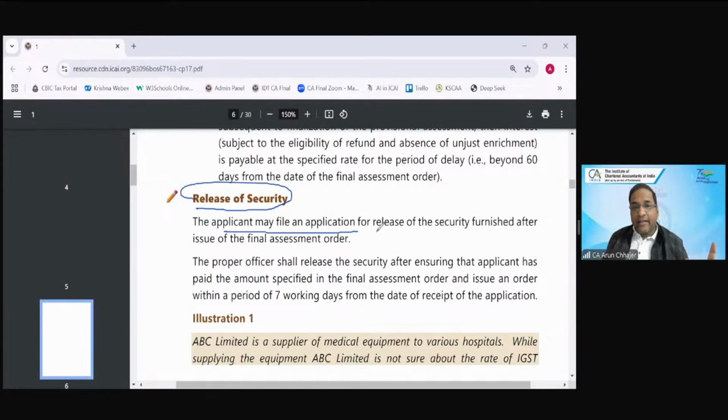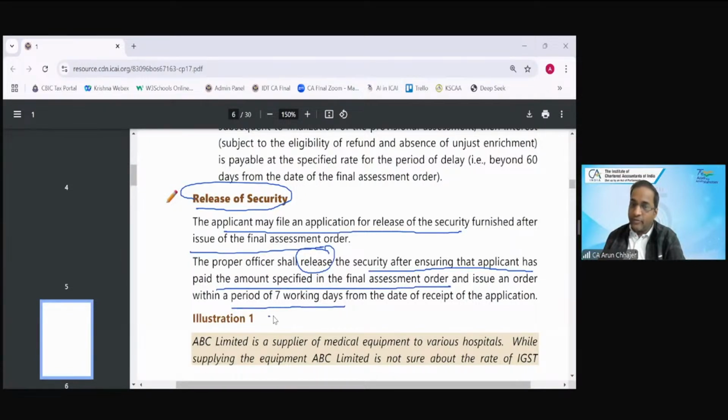The applicant may file an application for release of the security furnished after issue of the final assessment order. The proper officer shall release the security after ensuring that the applicant has paid the amount specified in the final assessment order and issue an order within a period of 7 working days from the date of receipt of the application.